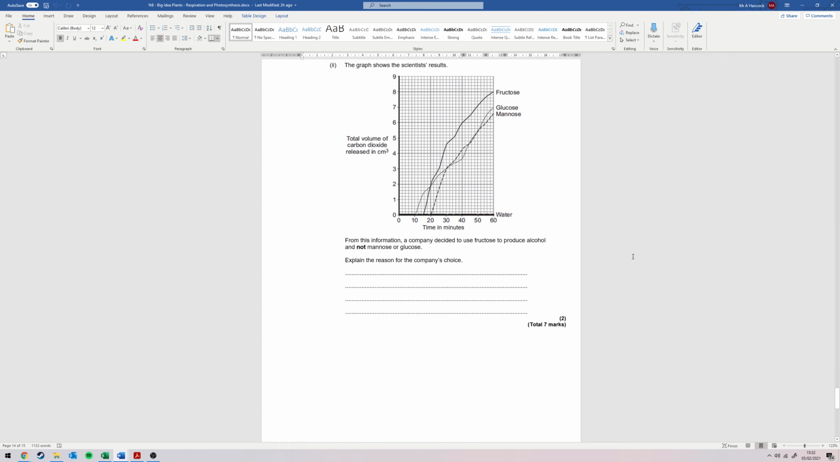From this information, a company decided to use fructose to produce alcohol and not mannose or glucose. Explain the reason for the company's choice.